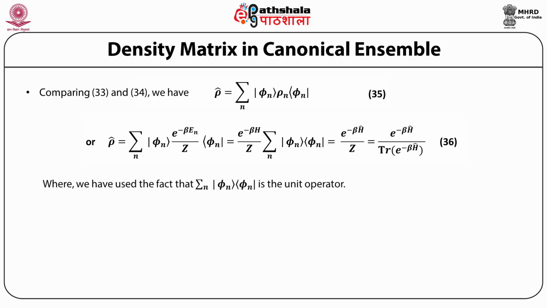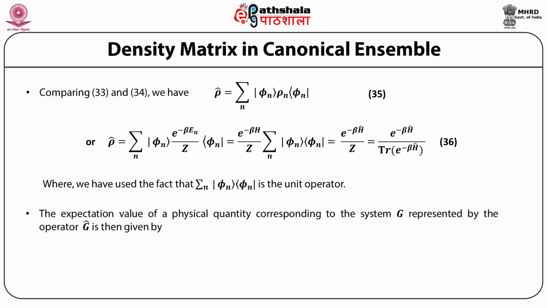Here we have used the fact that Σ_n |φ_n⟩⟨φ_n| is the unit operator. The expectation value of a physical quantity corresponding to a system, represented by the operator G, is then given by the ensemble average of G = Tr(ρG) = Tr(G e^(−βH))/Z = Tr(G e^(−βH)) divided by Tr(e^(−βH)).